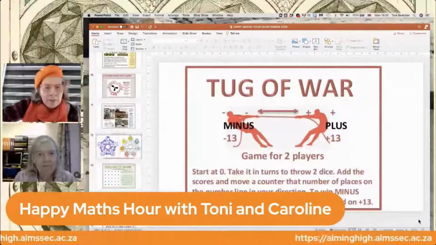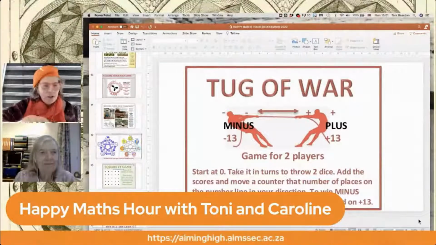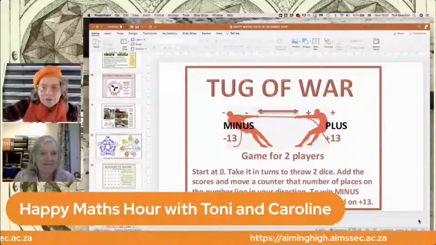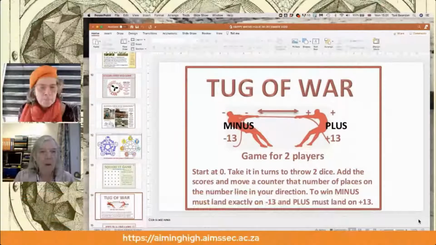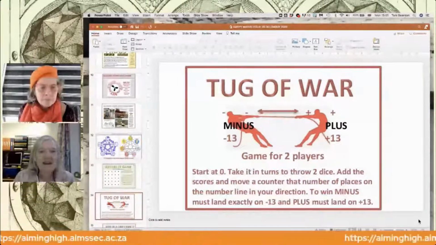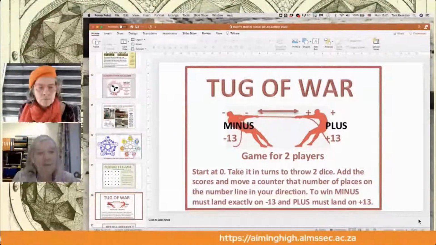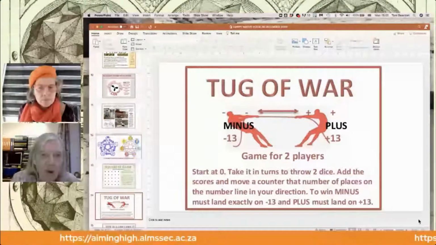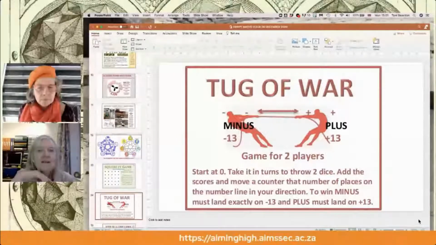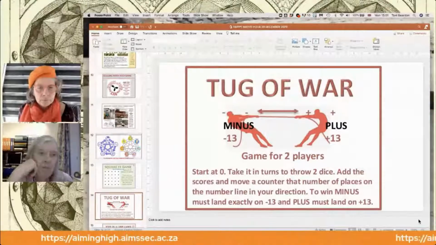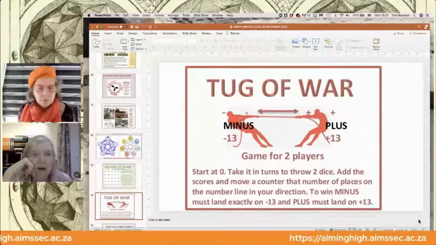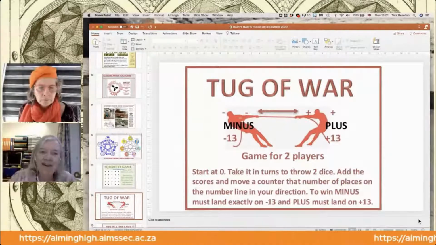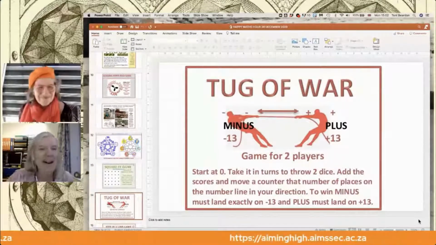Welcome back to the Happy Maths Hour with Toni and Caroline, and Toni's about to show us how we can have lots of fun learning math by playing Tug of War. Well, yes, Tug of War is a team game, usually with a team of people on both sides, sometimes just one person. You have a rope and a line between you, and your aim is to pull your opponent, or the first man or woman in your opponent's team, across to your side of the line. Then you've won. And it often ends with people all laughing and somebody pulling and pulling until they sit down.